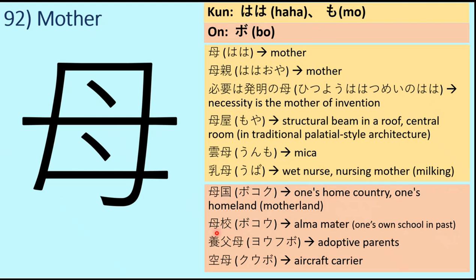Then we have yofubo. Yofubo means adoptive parents. So yo is adoptive, fu is father, bo is mother. So adoptive father, mother, that is adoptive parents. And finally we have kubo. Kubo means aircraft carrier. Since it is a carrier, that's why mother is indicative, and that's the reason why the kanji of mother comes here. And this, you all know, is the kanji for sky. So sky, mother, these two characters represent kubo, aircraft carrier.